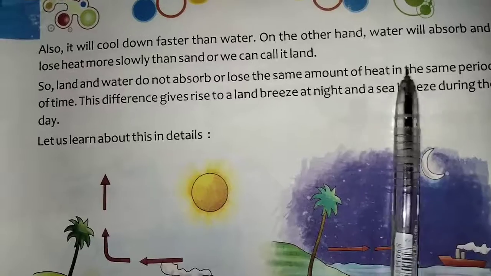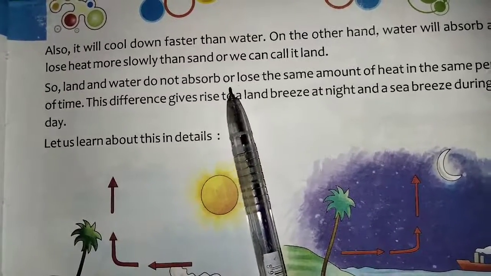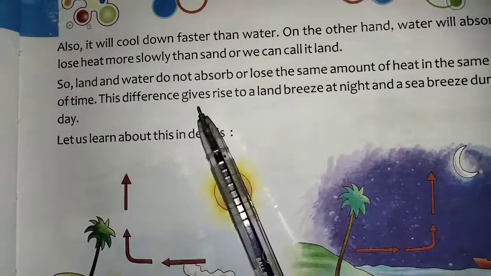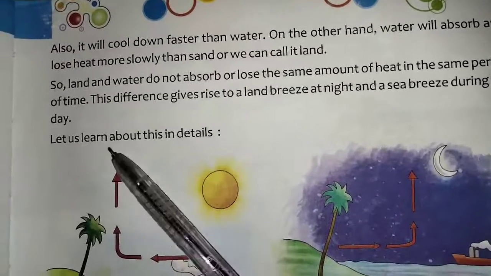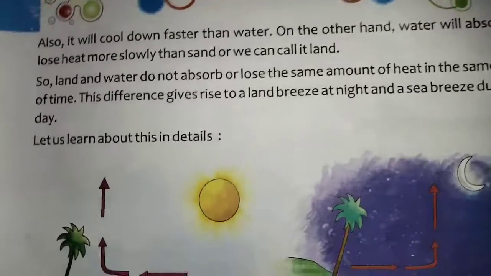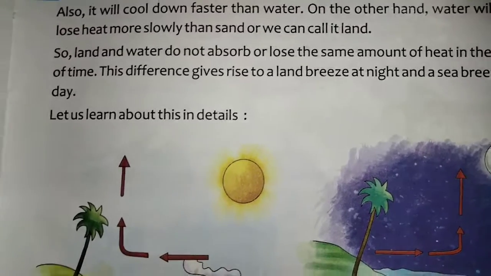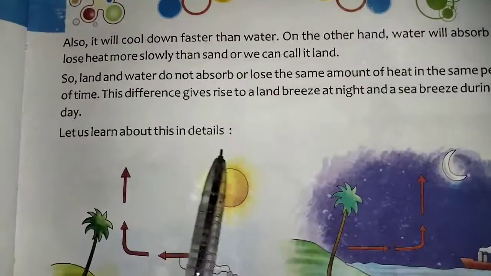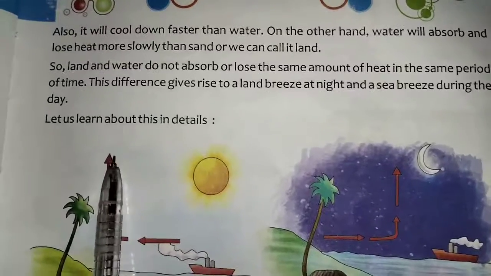On the other hand, water will absorb and lose heat more slowly than sand, or we can call it land. So land and water do not absorb or lose the same amount of heat in the same period of time. This difference gives rise to the land breeze at night and a sea breeze during the day.